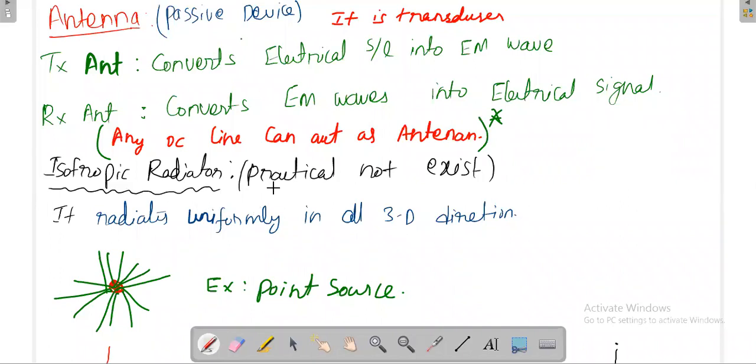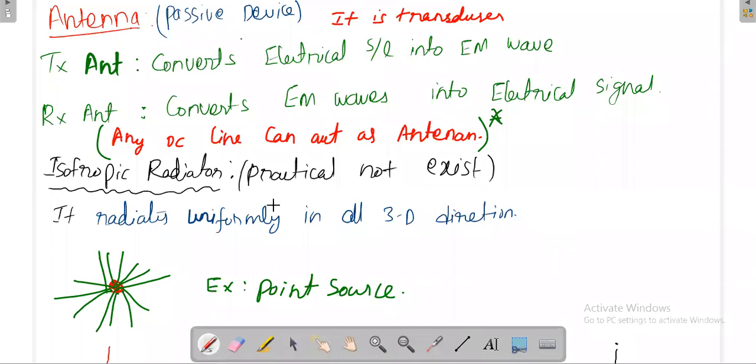Then what is an isotropic antenna? An isotropic antenna generally does not exist in reality, but it is used for analysis and discussion purposes. If you have an isotropic antenna, it radiates uniformly in all 3D directions. Suppose, for example, you assume that you are at the center point of a ball. If the EM wave comes radially outwards, then that is the example of an isotropic radiator. The example for this is a point source, because you know that a point source radiates uniformly in all directions.